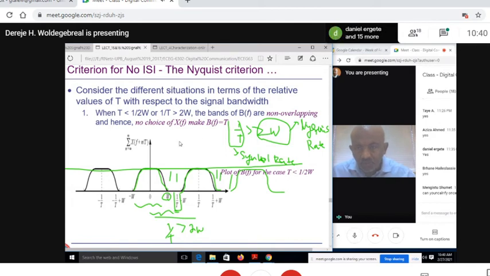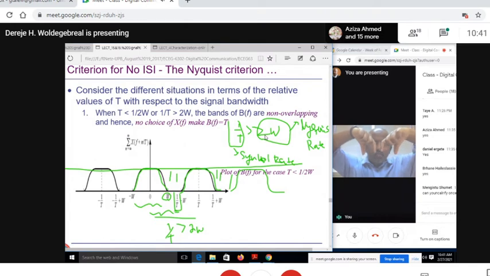So the first condition is: in the case that 1 over t is greater than twice of w, you cannot come up with any filter that would fulfill the Nyquist criterion. It's a simple geometry. Here, the center is 0, and here 1 over t is 0. 1 over t is twice of w, and it's a simple geometry.